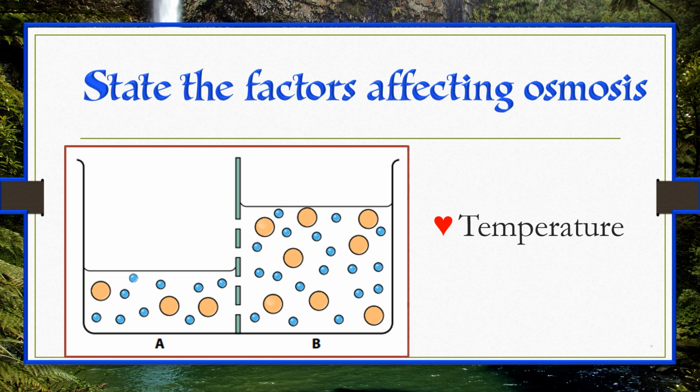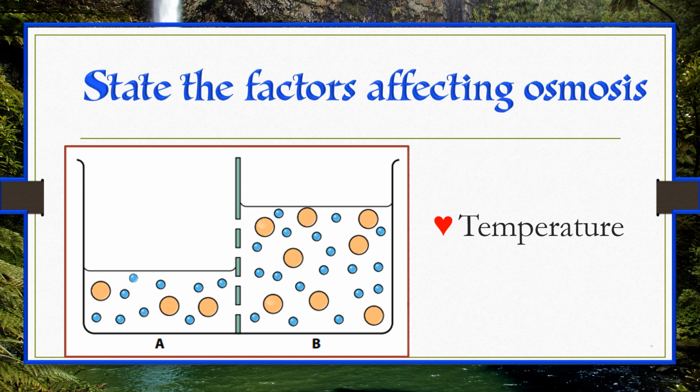Another factor affecting osmosis is temperature. If we look at our container, side A and side B, osmosis has been taking place, and water molecules have been moving from region A to region B. Osmosis continues. It only stops when an equilibrium is reached. Now let us suppose that an equilibrium has been reached.